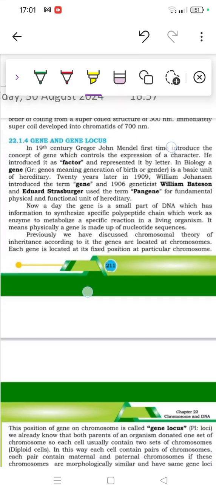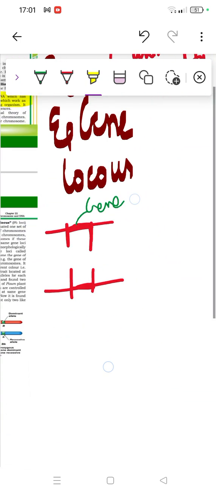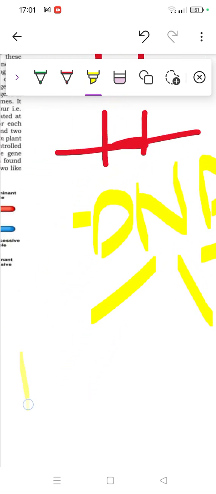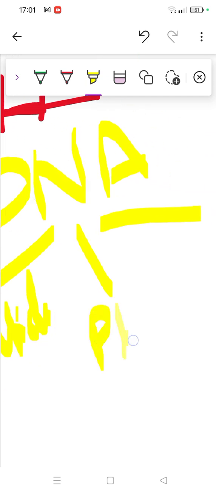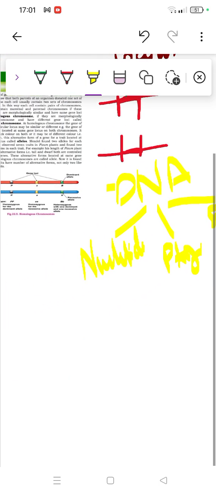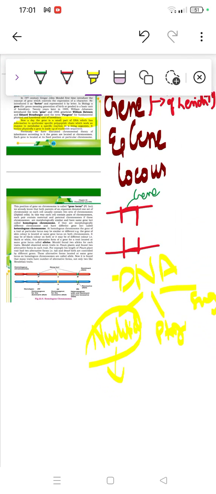But before that, of course, we need to cover all these things. A gene, which is a small part of DNA, has information to synthesize a protein, a specific polypeptide chain that works as an enzyme to metabolize a specific reaction in a living organism. It means physically a gene is made up of a nucleotide sequence. So the nucleotide was what, our DNA, which is made up of three different things. What were these? First, the nitrogenous base, second, the phosphate group, third, the pentose sugar. So they are telling us the gene is made up of nitrogenous bases.